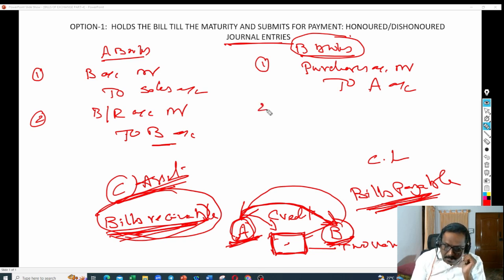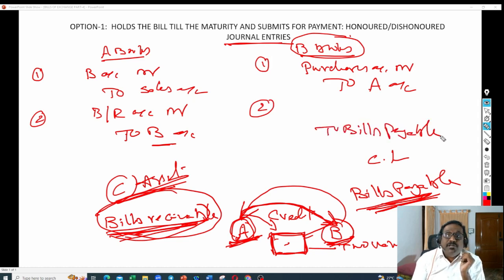Now, when it comes to B's books, what is he supposed to do? Bills payable. He has to pay, not paid. This amount is payable to A. Bills payable is a liability. So he has to credit bills payable.